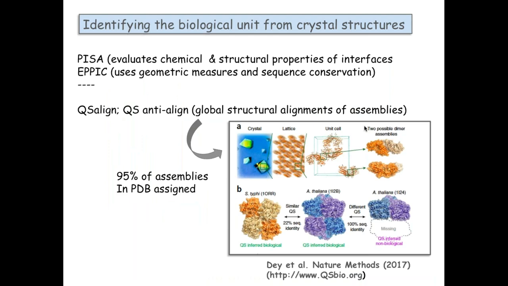So how does one identify the biological unit from crystal structures? Some computational procedures are available to do this. Two that I list here are PISA, a computational procedure which evaluates the chemical and structural properties of interfaces in the crystal and looks for interfaces which are more likely to be stable interfaces of complexes, and identifies the biological unit based on that. And the other procedure is called EPIC, and it uses mostly geometric measures and sequence conservation to also identify interfaces that have been selected by evolution rather than just haphazardly by the crystallization procedure.